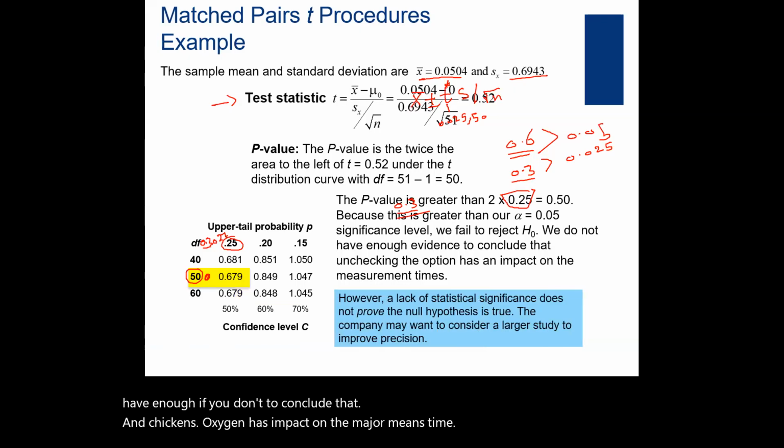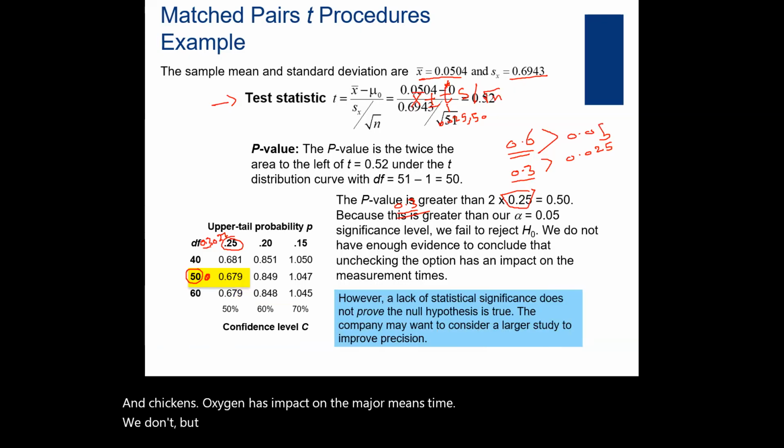Just as homework, try to find the confidence interval for the mean and use the confidence interval to construct the test. Is 0 inside this interval or not? And we are done with 7.1.